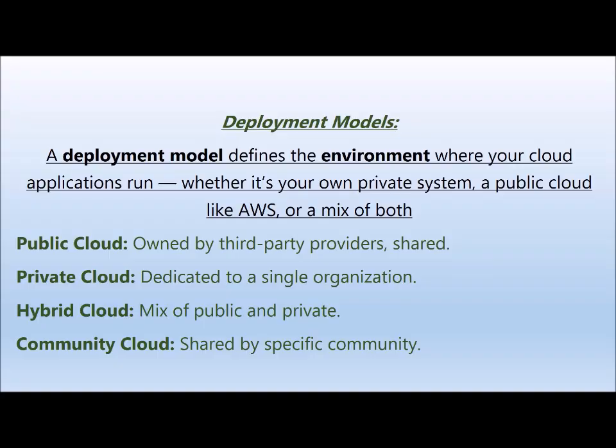A deployment model defines the environment where your cloud application runs. So it can be your private system or a public cloud like AWS or a mix of both. So the public cloud is owned by third-party providers and it can be shared. And private cloud is nothing but it is designated to a single organization or single user. Hybrid cloud is like a mix of both public and private cloud. And the last one, community cloud, is designated to a specific community.